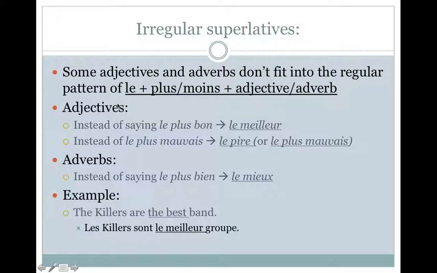And, of course, we have some irregularities again, but just like in the comparative, we only have a limited amount of irregularities for the superlative. Also, a little bonus that you have is that if you remember the irregular comparatives, you know that you just need to put le in front of them to become the superlative. So, for example, you wouldn't say le plus bon, you say le meilleur. And you'll remember that for the comparative, instead of plus bon, you say meilleur. So it makes sense now you just add le in front of it like we do for the superlative. Instead of le plus mauvais, you just say le pire. Instead of le plus bien, you say le mieux. That means like the best.